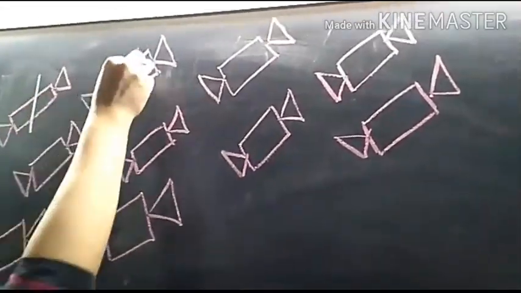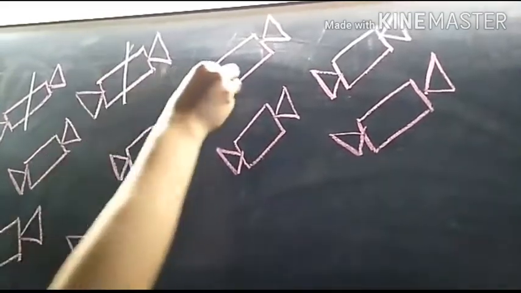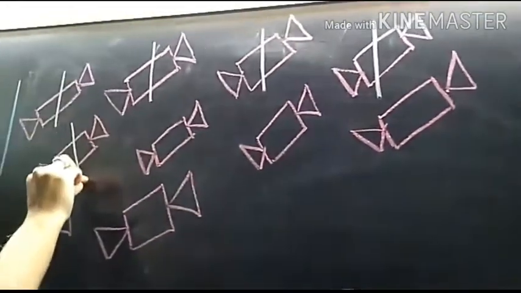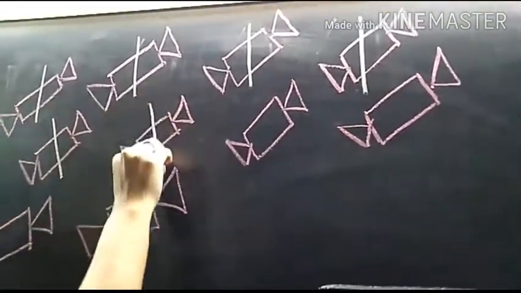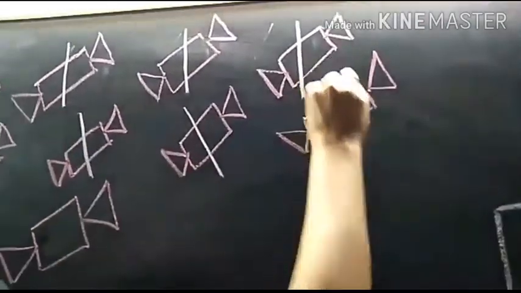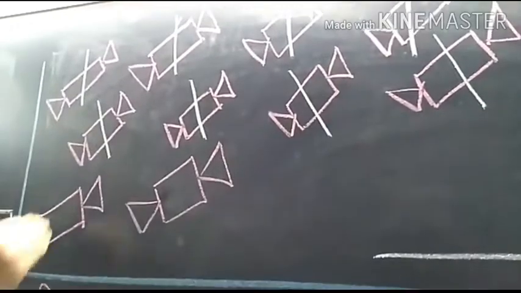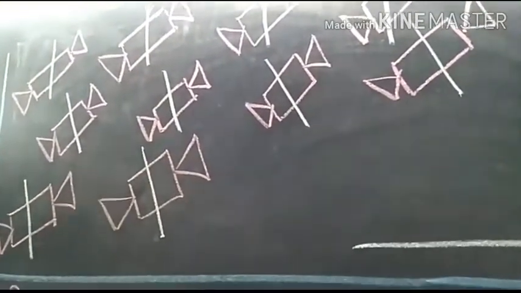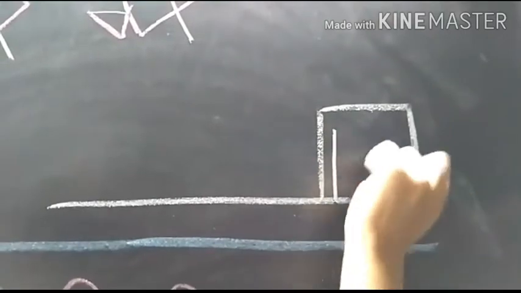1, 2, 3, 4, 5, 6, 7, 8, 9 and 10. Come on, let's write here in the box. How many chocolates are there? Yes, there are 10 chocolates.